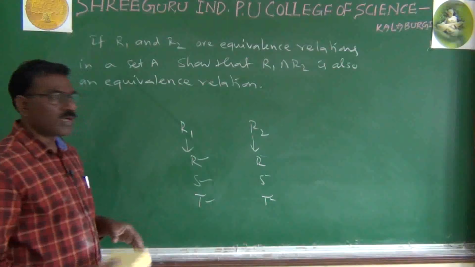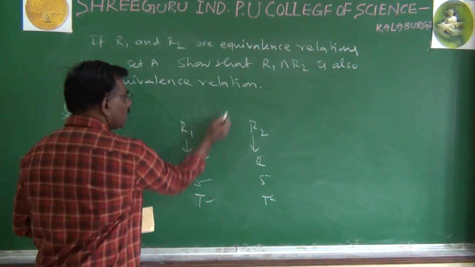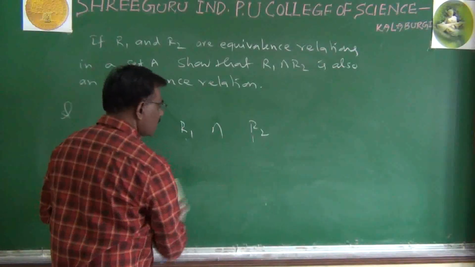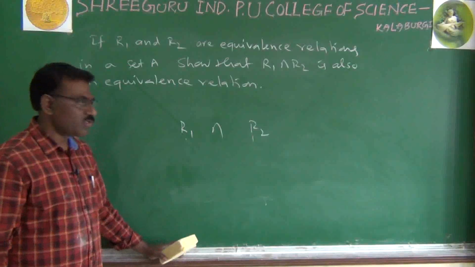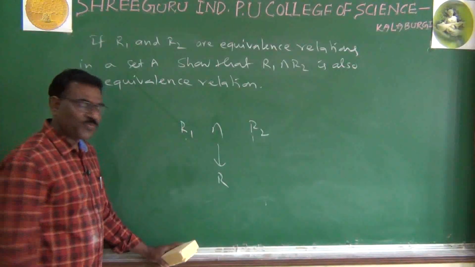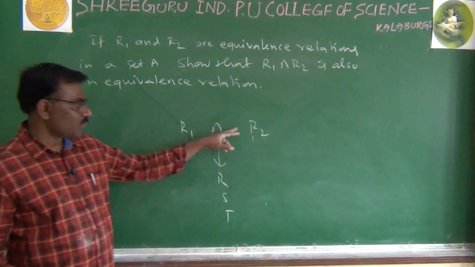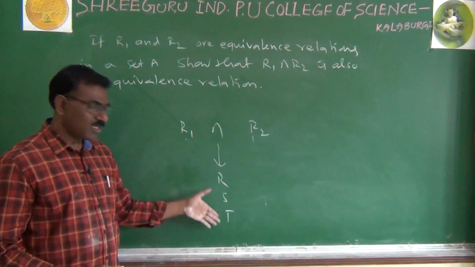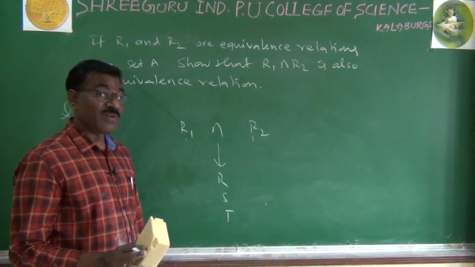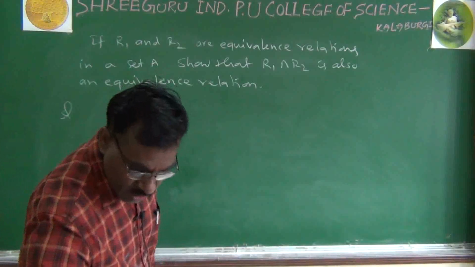So both R1 and R2 are equivalence relations, and we have to prove that the intersection is an equivalence relation. To prove that, we have to again prove reflexive, symmetric and transitive for R1 intersection R2. So it is very simple, but writing it properly is very important.